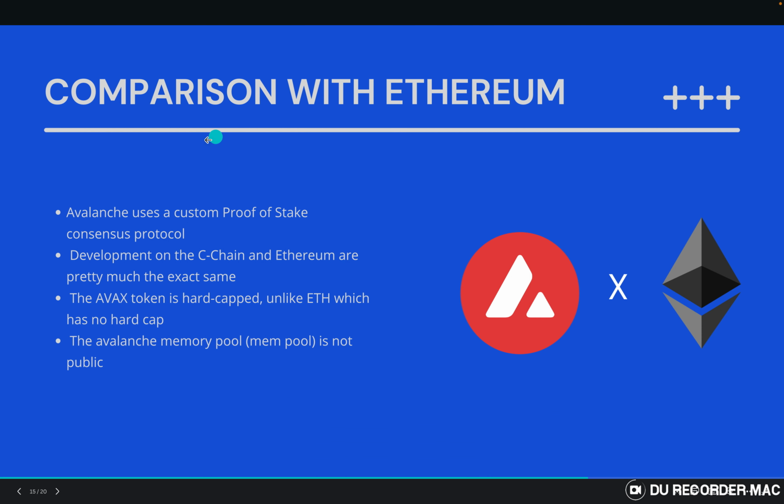So comparison with Ethereum. Avalanche uses a proof of stake consensus protocol. All the chains we are talking about use a proof of stake consensus protocol. Now the development of the C chain and Ethereum are pretty much the exact same thing. Developing on Avalanche C chain and developing on Ethereum are the same thing. You use the same tools, Hardhat, Foundry, Truffle, or whatever. What you use in building on the Avalanche C chain, you also use building on the Ethereum chain.